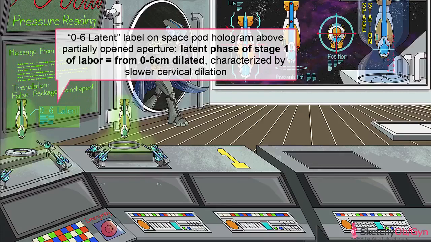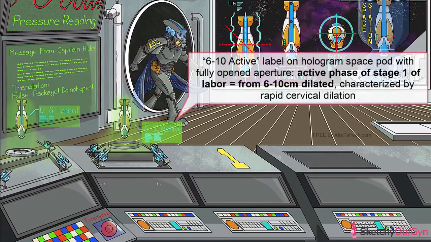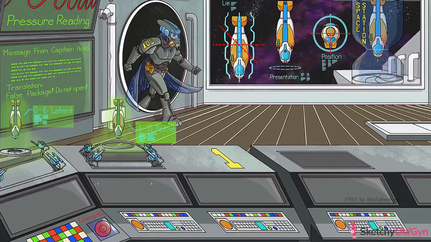Everything to do with the latent stage is going to be symbolized over here by this hologram of a space pod that's floating above a partially opened aperture, to remind you that delivery is still a ways away and the cervix isn't fully dilated. The active phase of the first stage of labor is from 6 centimeters dilated to 10 centimeters dilated. Cervical change in dilation occurs more rapidly during this time. The active phase is represented by this other space pod hologram that's floating above a fully opened aperture.